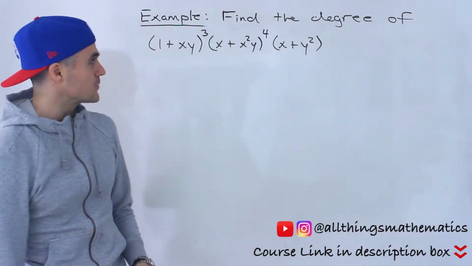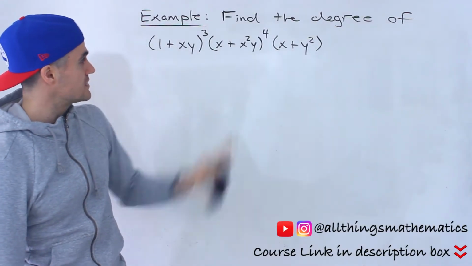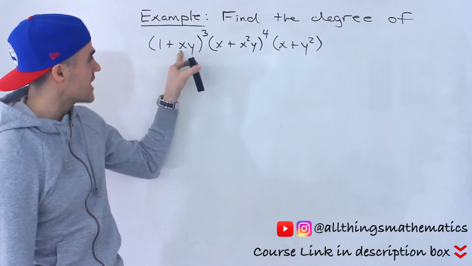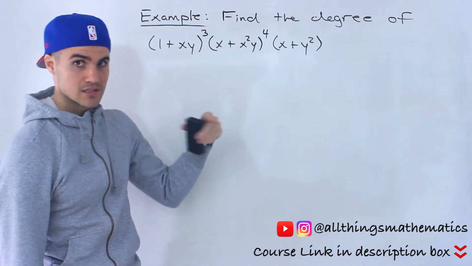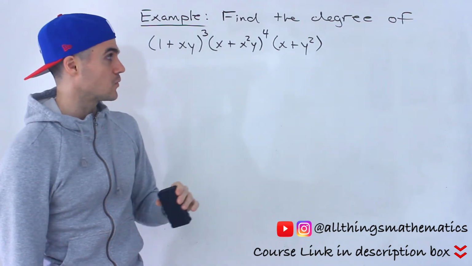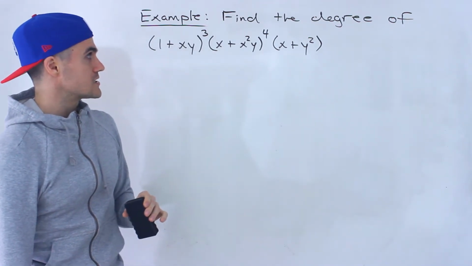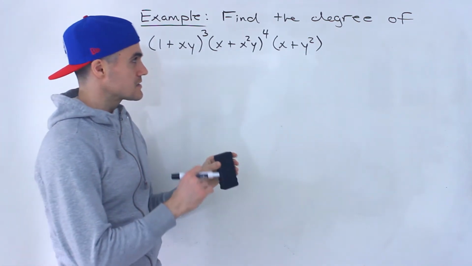Moving on to the next question. We have to find the degree of this expression here. So we got (1 + xy)^3 times (x + x^2 y)^4 times (x + y^2). So this one is a little bit tricky.